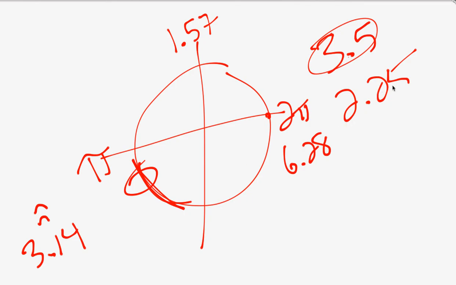2.25 has to be somewhere in quadrant 2, because 3.14 is the quadrantal spot here, and 1.57 is the quadrantal spot here. 2.25 is somewhere in between 1.57 and 3.14. So that answer is quadrant 2. Hopefully you have enough info to do the rest of that section.